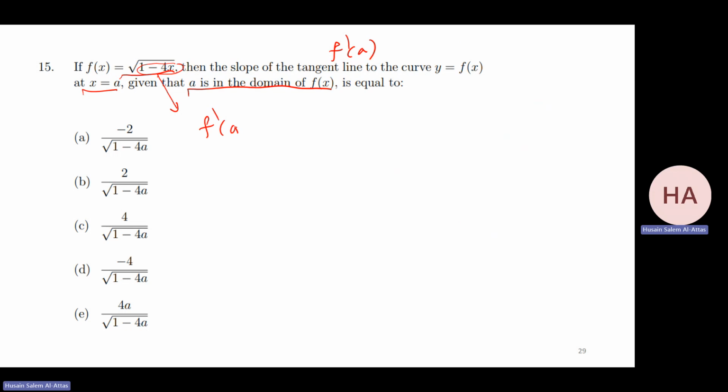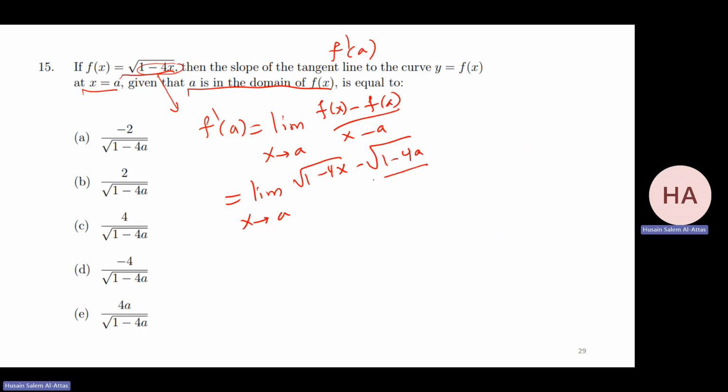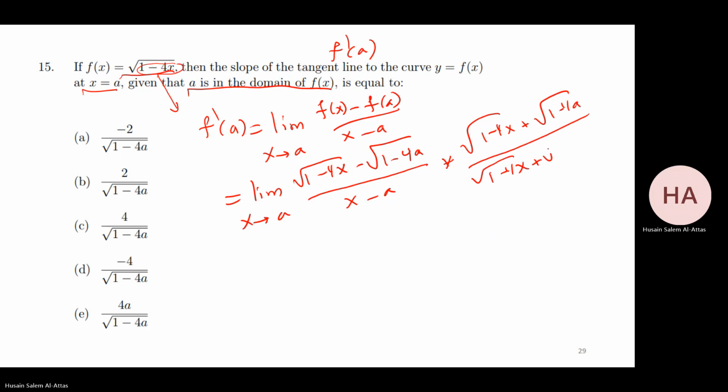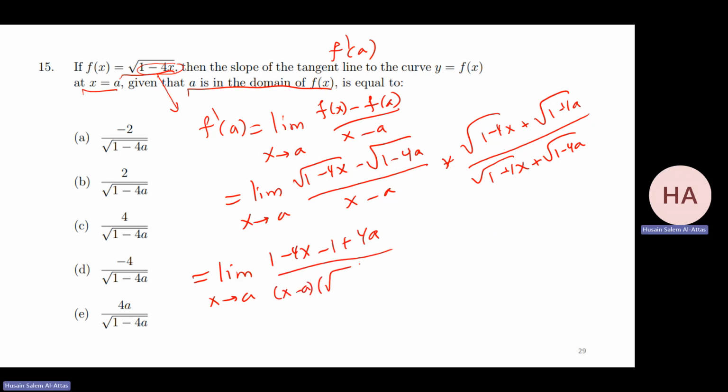So I will use the derivative, the definition, limit x goes to a, f of x minus f of a over x minus a. That will be limit x goes to a, f of x square root 1 minus 4x, f of a square root 1 minus 4a over x minus a. Substitute, you have 0 over 0. So rationalize. What you will get, limit x goes to a, 1 minus 4x minus 1 plus 4a over x minus a, square root 1 minus 4x plus square root 1 minus 4a.